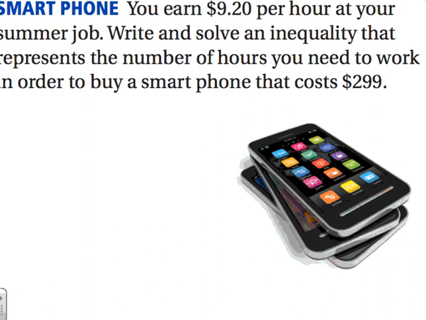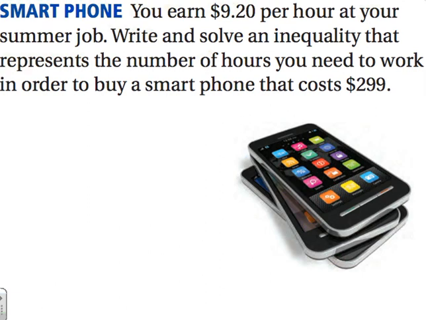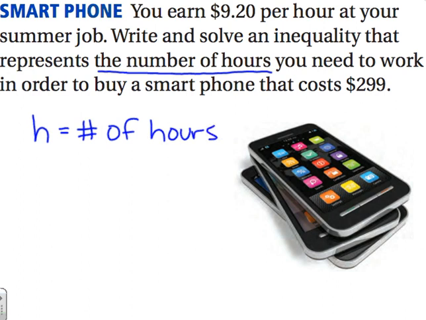Okay, moving on to some word problems. It says you earn $9.20 per hour at your summer job. Write and solve an inequality that represents the number of hours you need to work in order to buy a smartphone that costs $299. So let's look for our variable. Write and solve an inequality that represents the number of hours. So we can say maybe H represents the number of hours that you need to work.